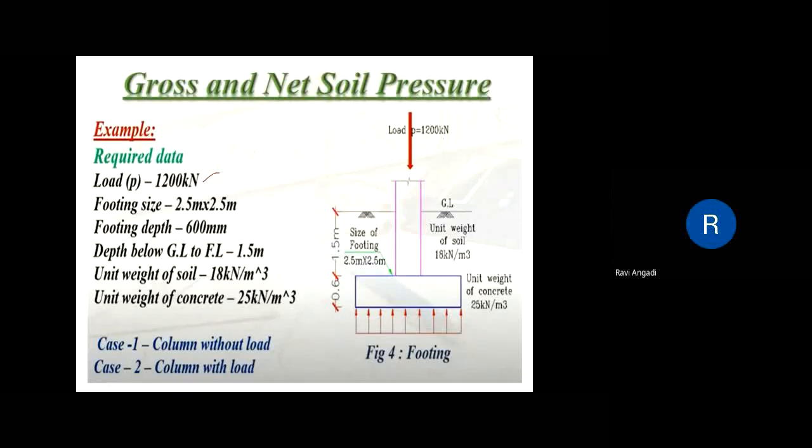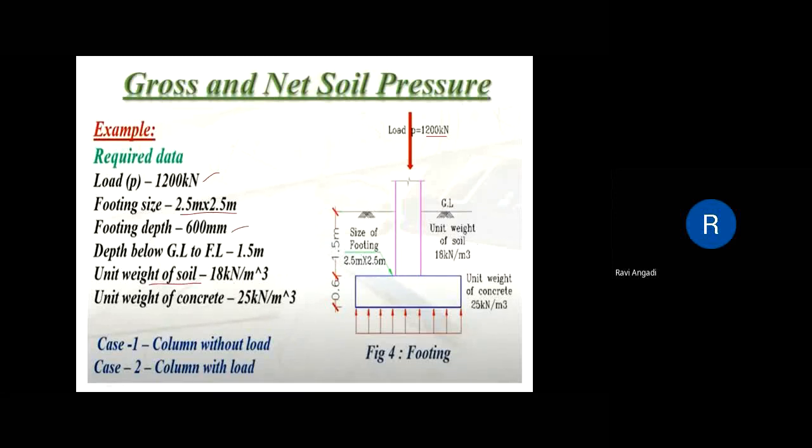The load is 1200 kilonewton, and the footing size mentioned here is 2.5 meter by 2.5 meter, and also the depth of the footing is 600 millimeter. The depth from the ground level to footing level is given as 1.5 meter, and also the unit weight of the soil is mentioned here.